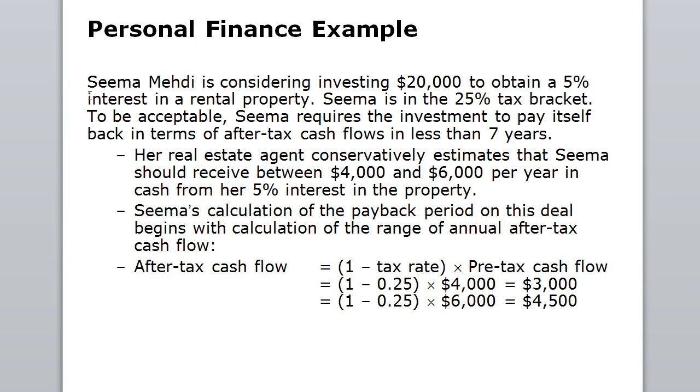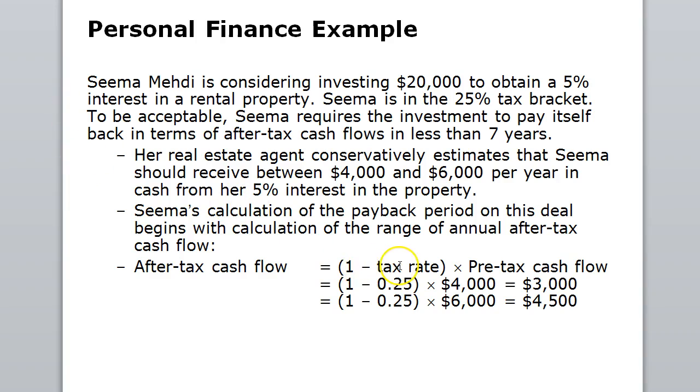Now, let's do a personal finance example. So this person is considering investing $20,000 to obtain a 5% interest in a rental property. This person is in the 25% tax bracket. To be acceptable, they're going to require the investment to pay itself back, in terms of after-tax cash flows, in less than 7 years. So a real estate investment agent conservatively estimates that she should receive between $4,000 and $6,000 per year in cash flow from her 5% interest in the property. So the calculation is the basic payback period, but we're adjusting it for after-tax cash flows.